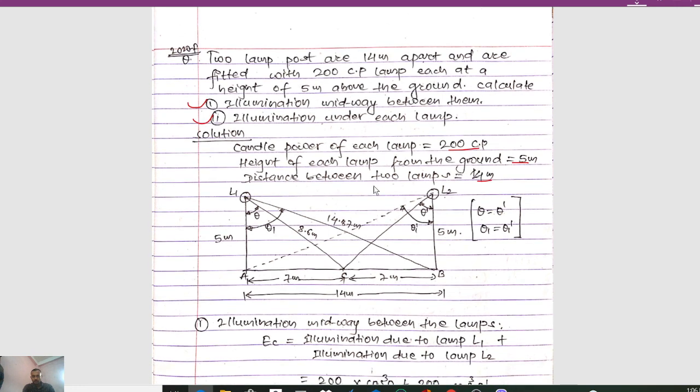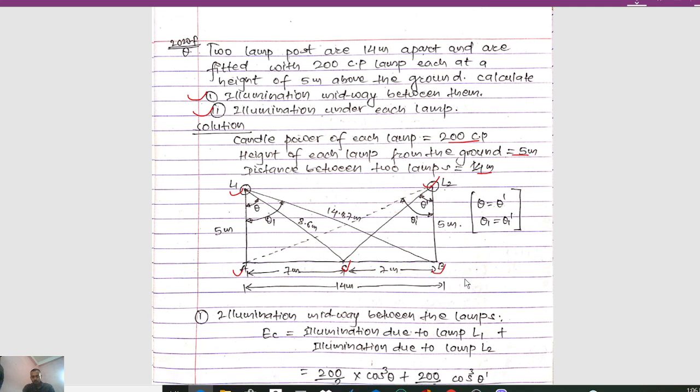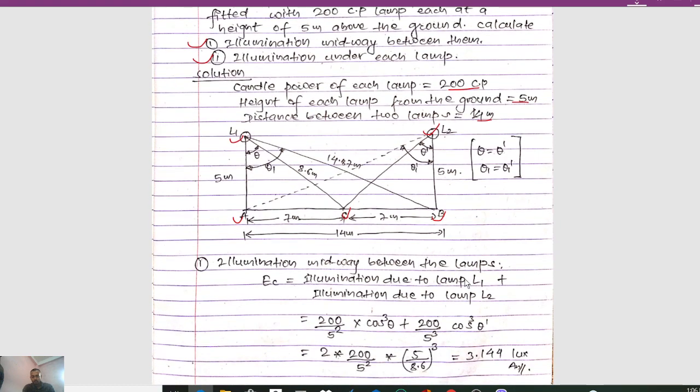So here you can see lamp L1 is placed here, and similarly lamp L2 is placed here, 5 meters above the ground. Since both have the same height, L1 and L2 are both 5 meters above the ground. We have to calculate the illumination midway between them, meaning the illumination at this point, and second the illumination under each lamp. Either way, we can calculate the illumination at point A or at point B.